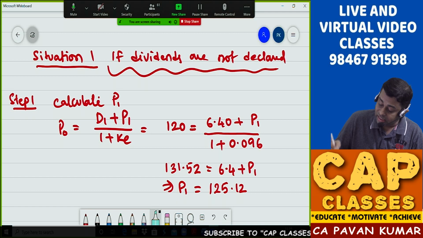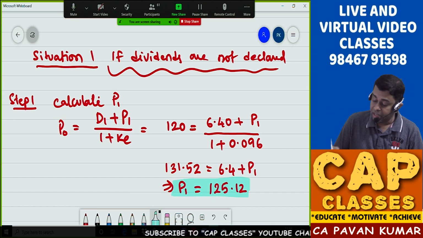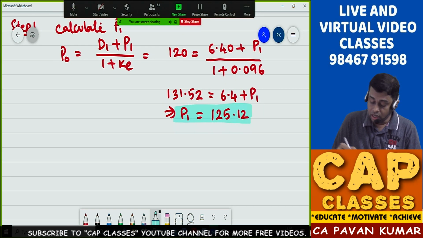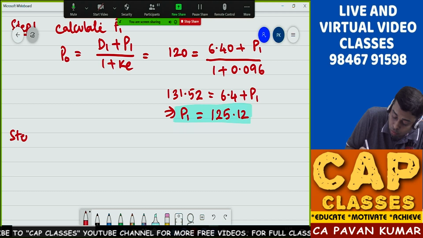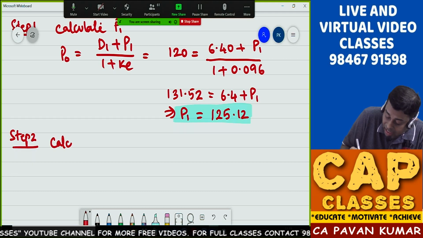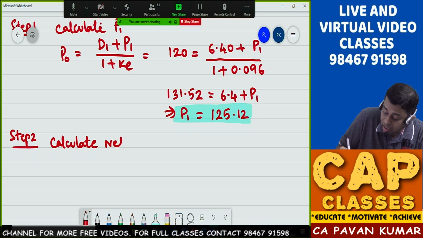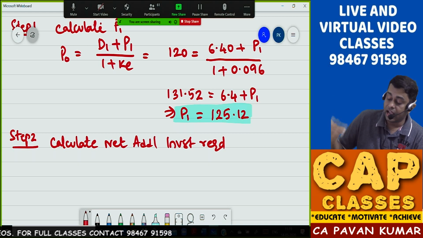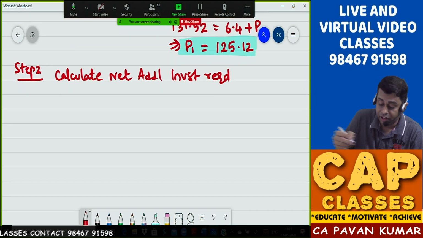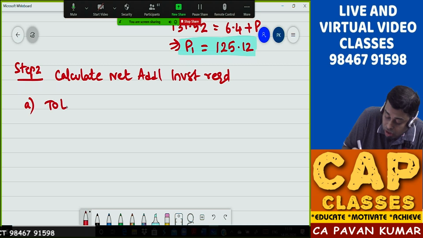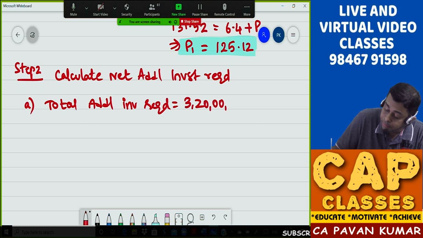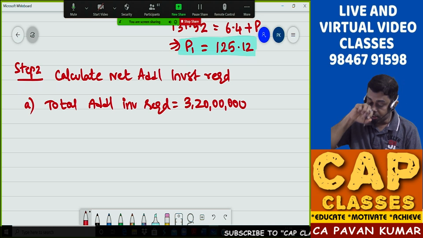125.12. So friends, this is our step 1. Calculate P1. Are we done with this? Then we'll calculate step 2. What is step 2? Step 2 is calculate net additional investment required. How do we calculate that? A. Total additional investment required. So in the question they said they want 3 crores 20 lakhs.